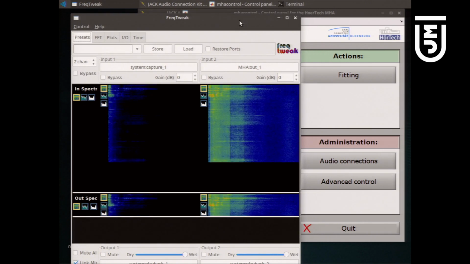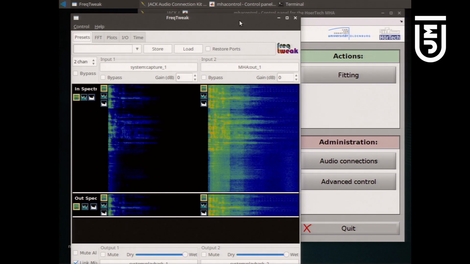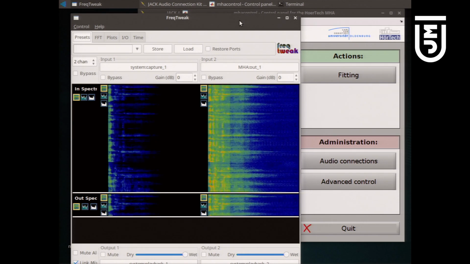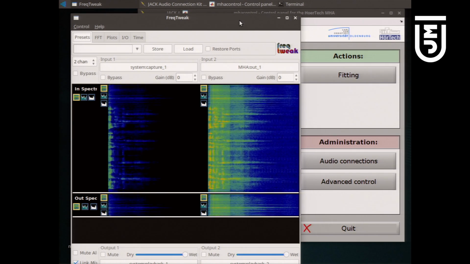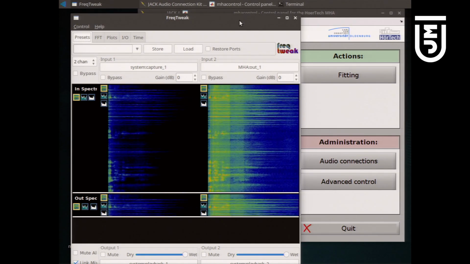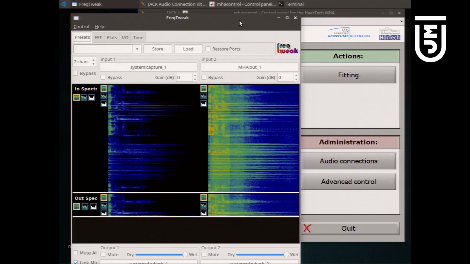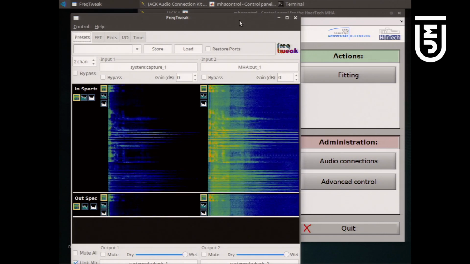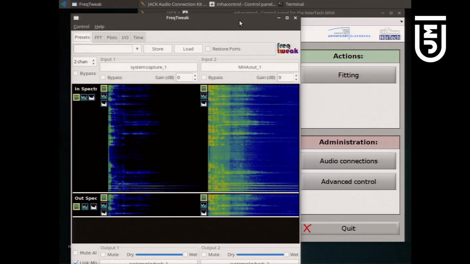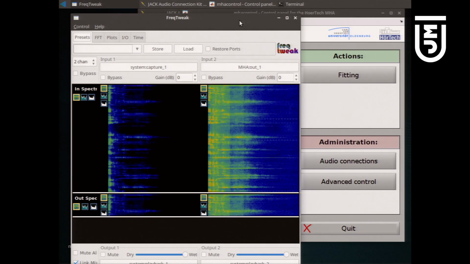I hope you can see this. This is Frasher. On the left channel here, I've put the microphone signal of my left hearing aid. So if I touch my hearing aid here, I see broadband bursts in the spectrogram. And on the right part of the screen, you see the amplified sound.